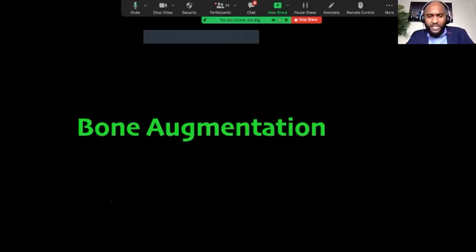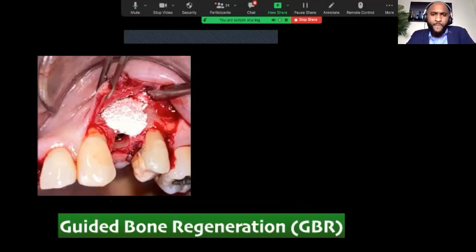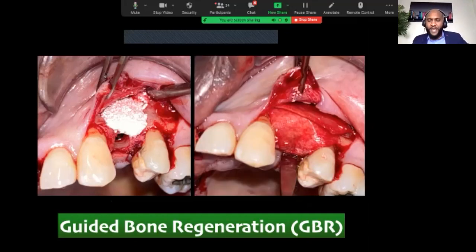Now, let's look at, therefore, what do we do with those deficiencies? Let's look at bone augmentation. When we talk about bone augmentation, our intention here is to have bone where there is a defect, but that bone needs to be covered with a membrane. And this discussion that we're going to have from here will be about why use a bone, why use a membrane, and how do you combine the two.